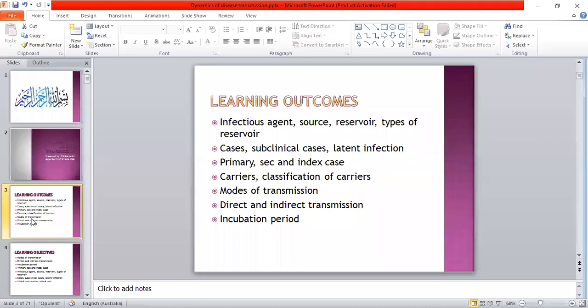Learning outcomes. At the end of the presentation, students will be able to describe infectious agent, source, reservoir, types of reservoirs, cases, subclinical cases, and latent infections, primary, secondary, and index cases, carriers and classification of carriers, modes of transmission, direct and indirect transmission, and incubation period.